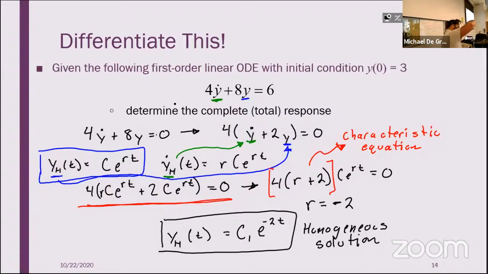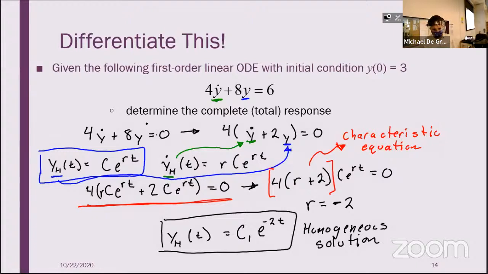Everybody okay with this? How we got the homogeneous solution? Let's clear this up. I didn't say that this is the wrong way to do this. I said this is the long way. And there's a reason why this is the long way. We'll talk about why in a second.